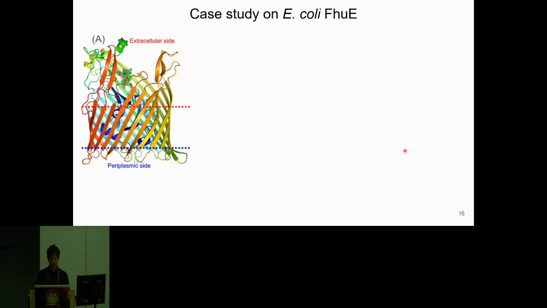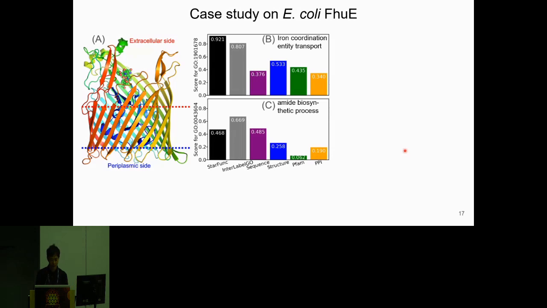As a case study on the relation between component methods and final consensus prediction, we focus on a transporter FHUE from E. coli, shown on the left. StarFunc's component methods predict one correct GO term, iron coordination entity transport, as shown in panel B, as well as an incorrect GO term, amide biosynthetic process, shown in panel C. After the consensus prediction by random forest, the StarFunc prediction score for the correct GO term is higher than any of its component methods, while the final prediction for the wrong GO term is lower than the component methods.